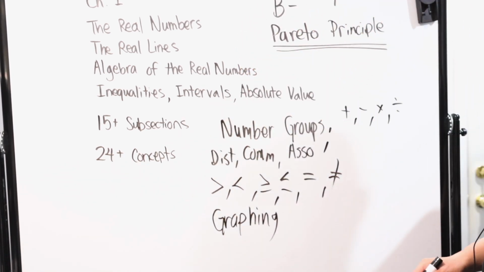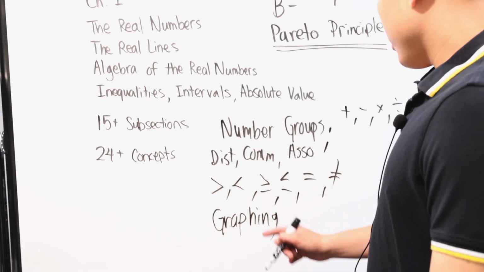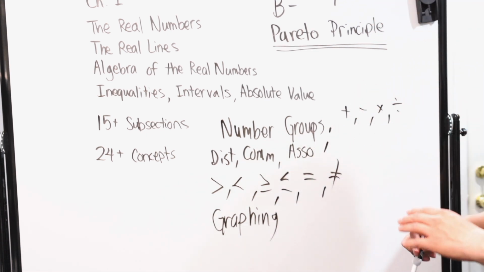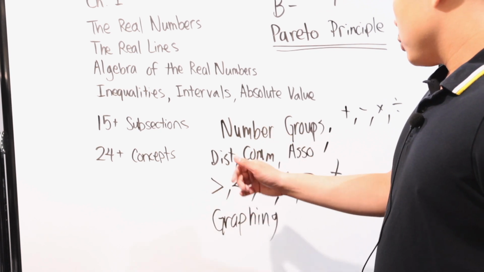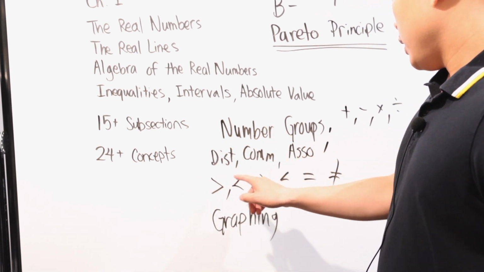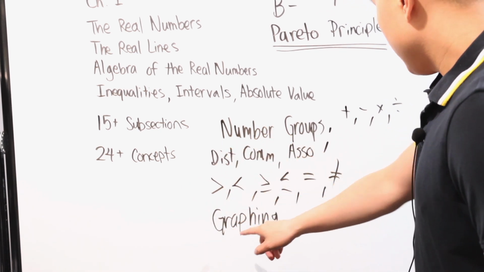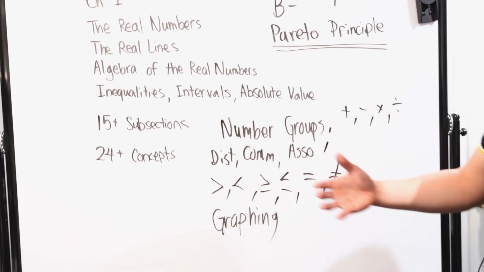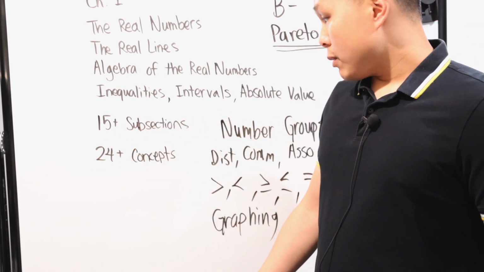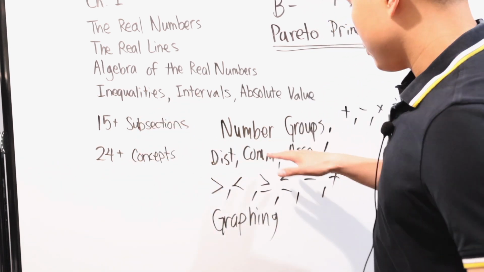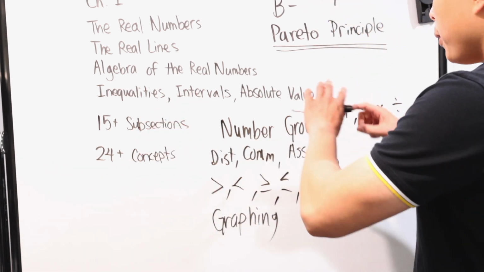Okay, cool. So how many is that? Well, we can group these together, or if you wanted to count them individually, that's your choice. Number groups 1, 2, 3, 4, 5, 6, 7, 8, 9, 10, 11, 12, 13, 14, 15. It's close to the subsections, but I'm pretty sure those aren't the subsections that they were talking about, right?